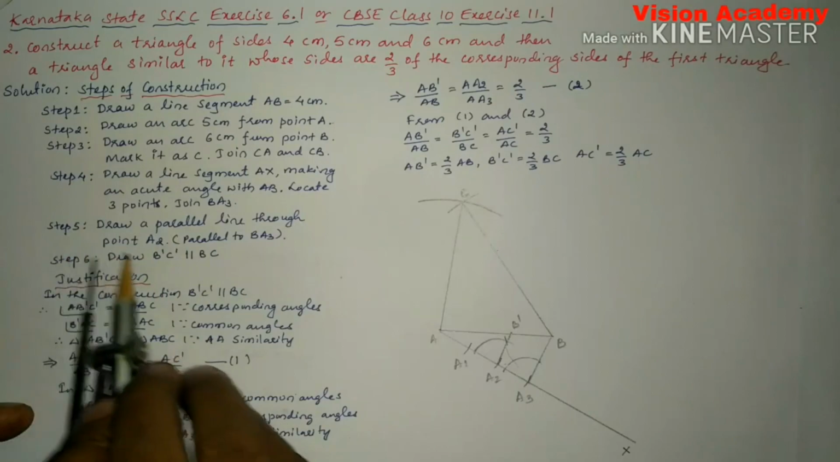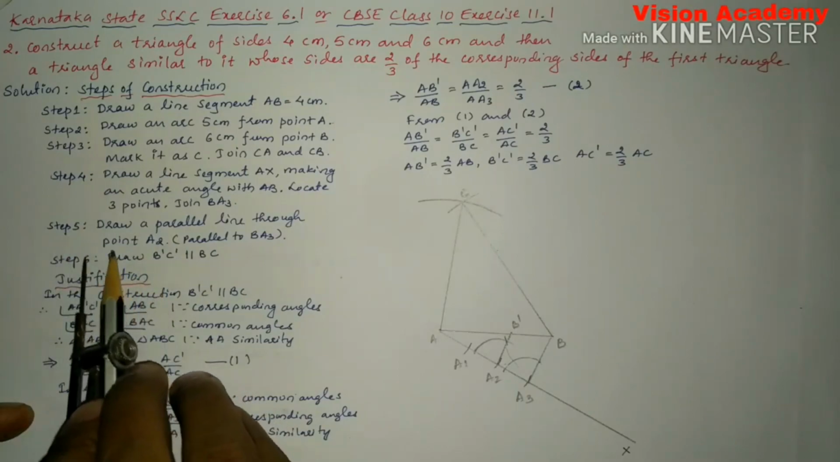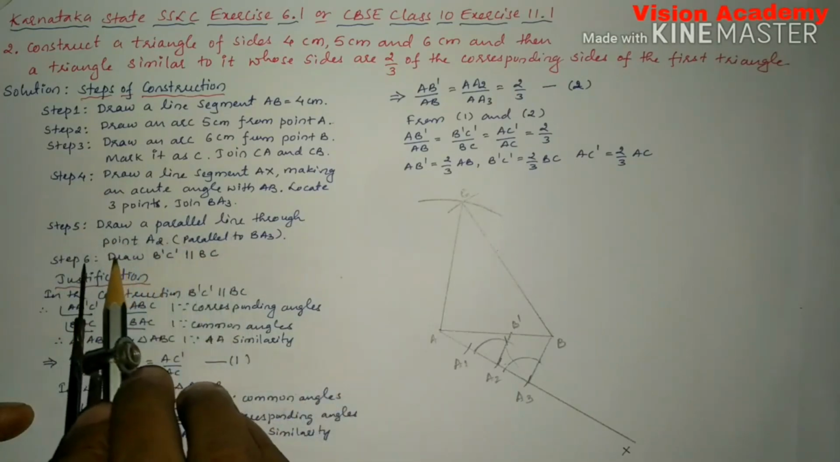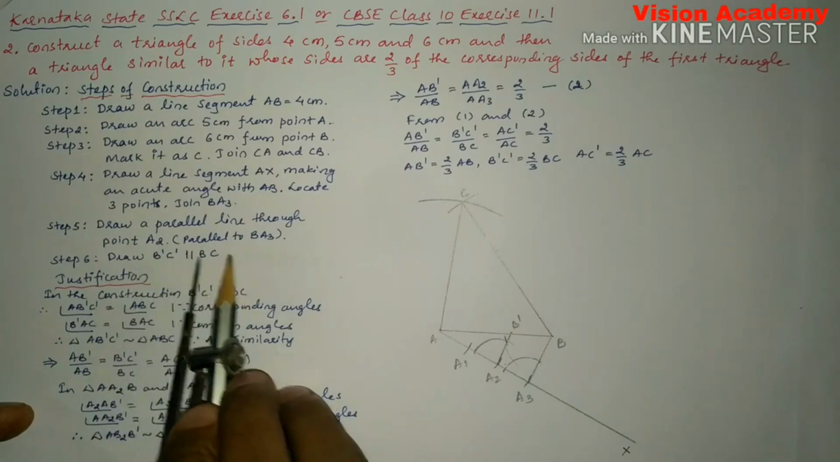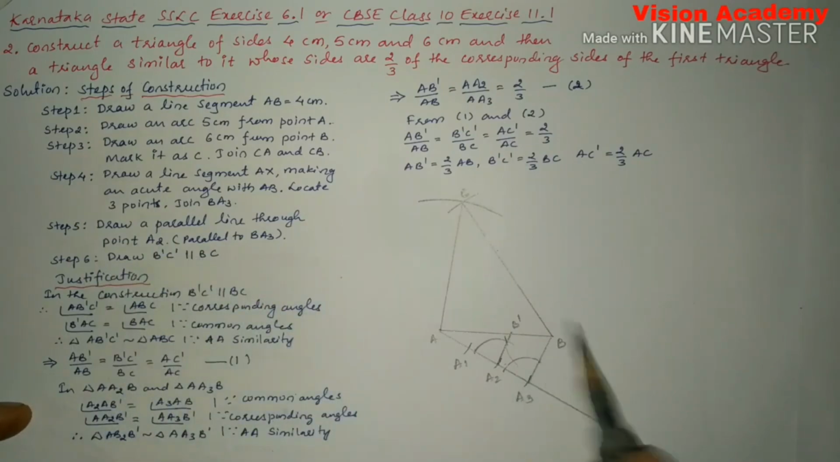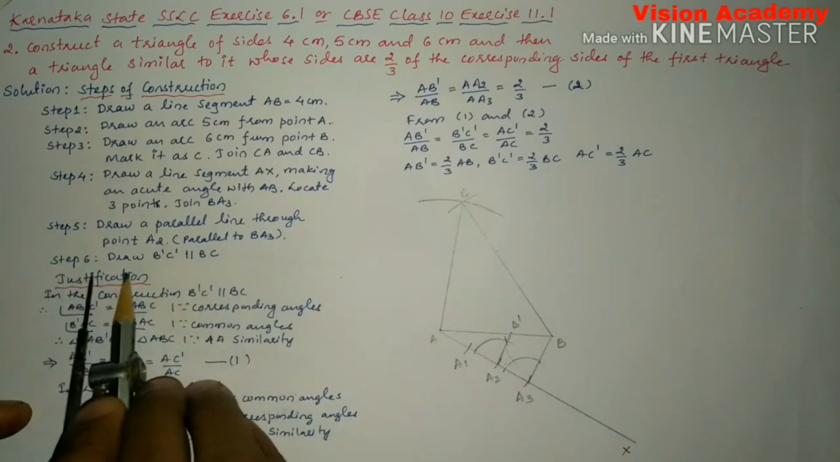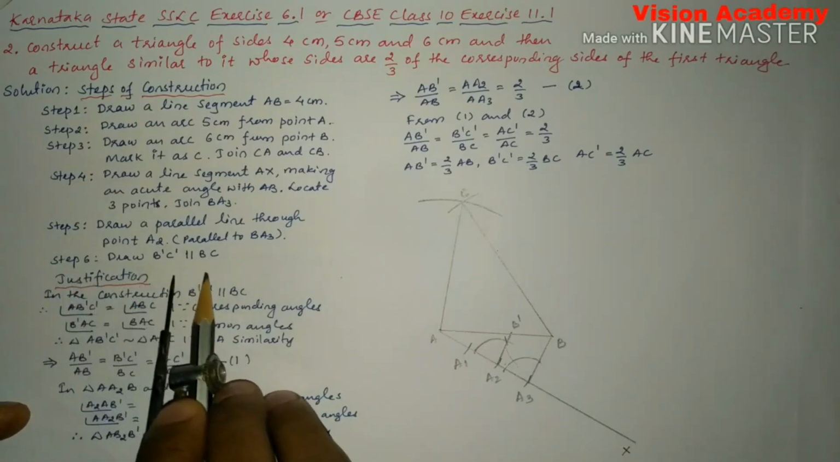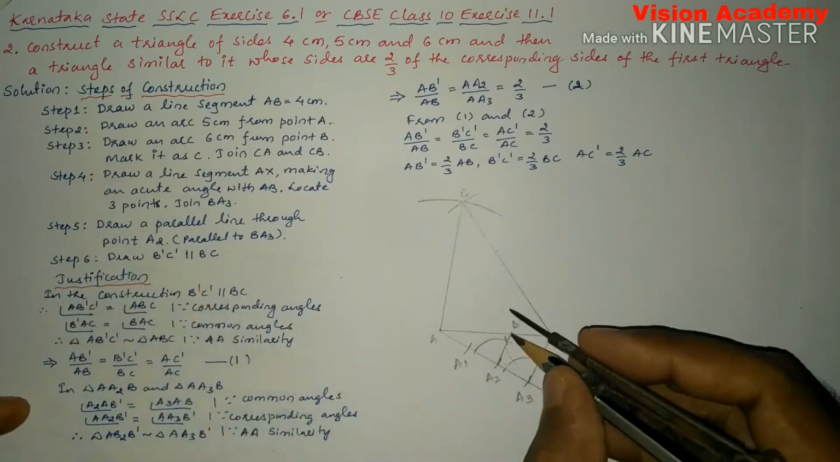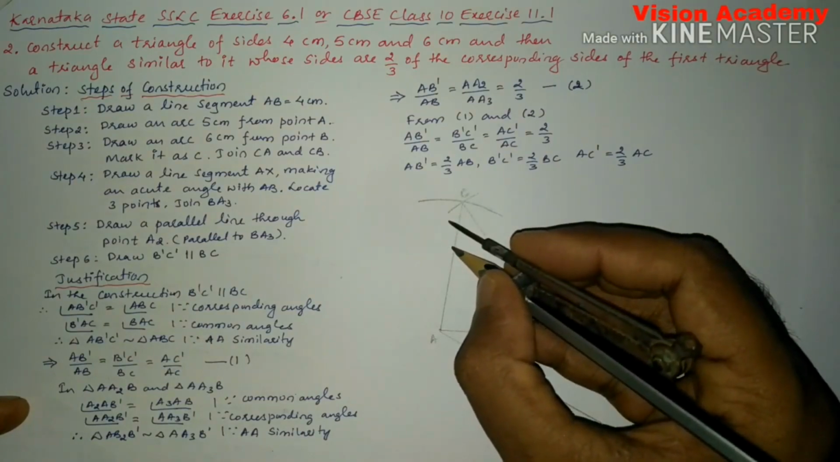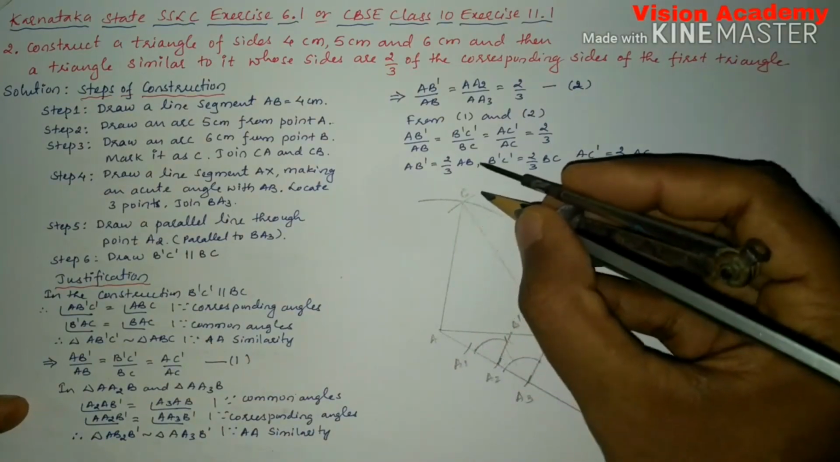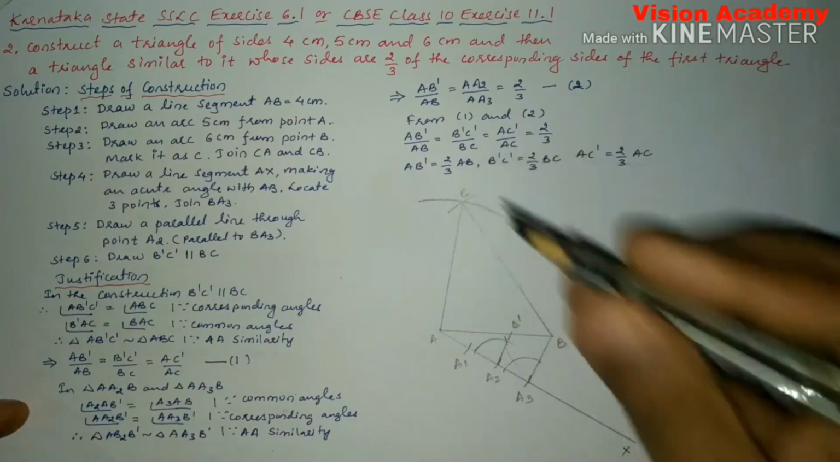Next, draw a parallel line through point A2 that is parallel to BA3. Next, step 6: draw B dash C dash parallel to BC. So B dash, and here one more point will come, that is C dash, which is parallel to BC.